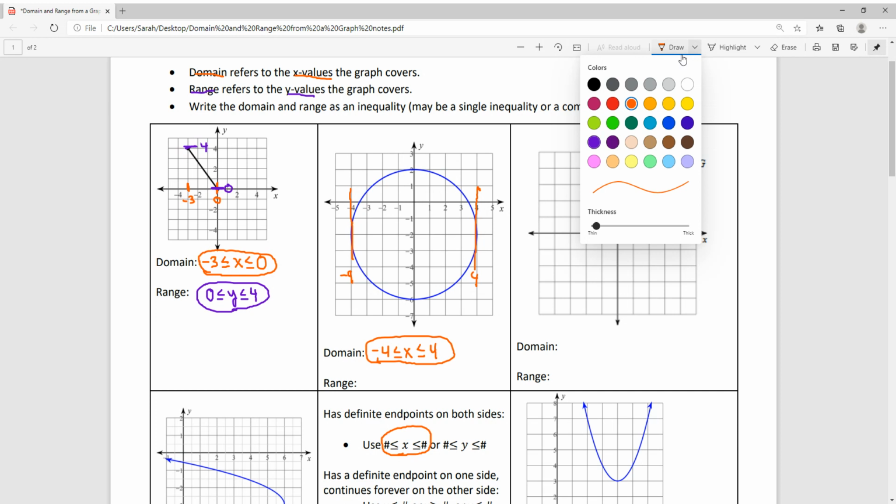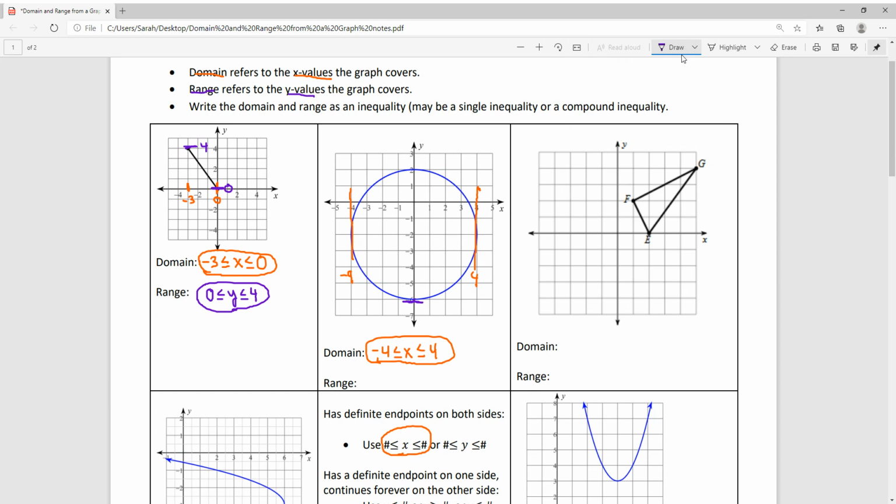Same idea for range, but now we're looking at the top and the bottom of the graph. The lowest y value my graph ever covers is y equals -6. The largest y value my graph ever covers is 2. So my inequality is going to be -6 on the left, y in the middle, and 2 on the right, like so. So just to clarify before we go on and on, domain is talking about the left and right side of your graph. Range is talking about the top and the bottom, because x goes left and right, y goes up and down.